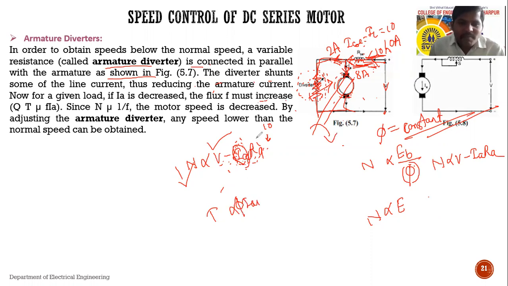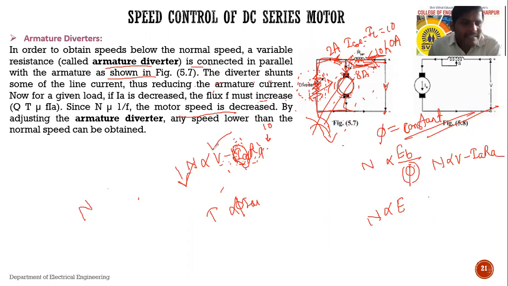Okay. So see, if Ia is reduced, there is a change in flux also. That means if the Ia reduces, the current taken from the supply will also reduce. If the current taken from the supply reduces, the flux produced by the field winding will reduce. Again, En is directly proportional to 1/phi, and also En is directly proportional to Eb. The speed of the motor will decrease. Motor's speed काय will decrease. किंवा या relation वरून speed of the motor will decrease.